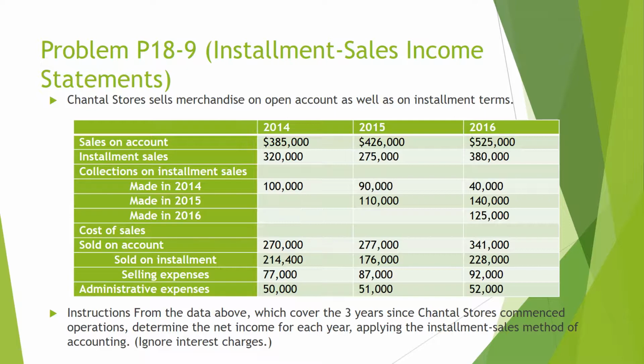There are also the cost of sales, sold on account and sold on installment, selling expense, and the last one is administrative expenses. The instruction, from the data above, which covers the 3 years since Chantal Stores commenced operations, is to determine the net income for each year, applying the installment sales method of accounting, and to ignore the interest charge.